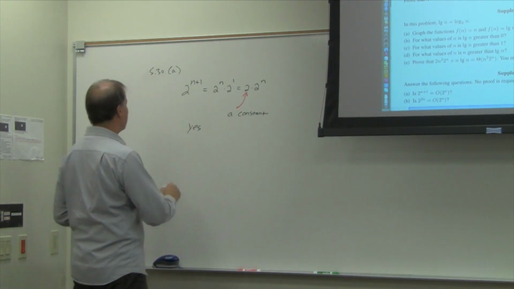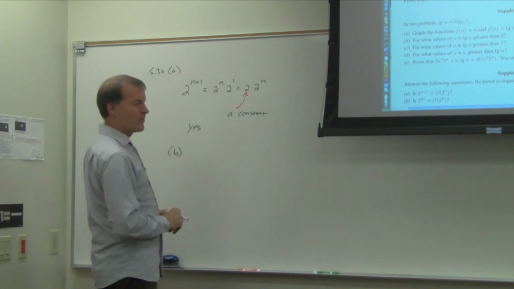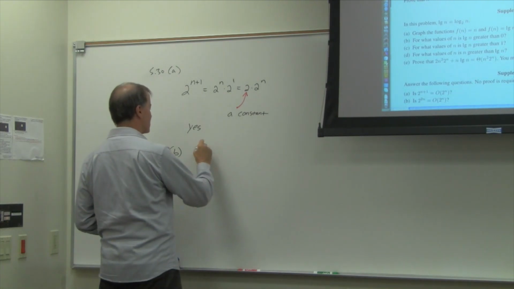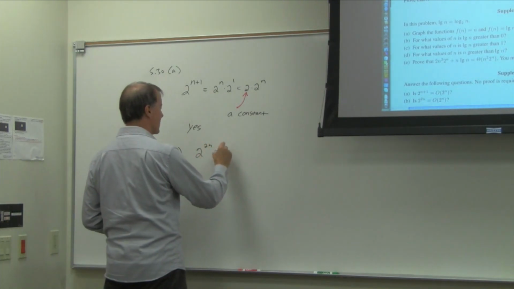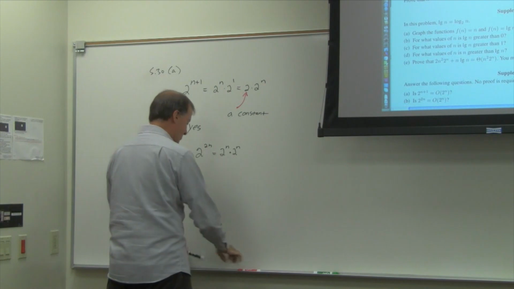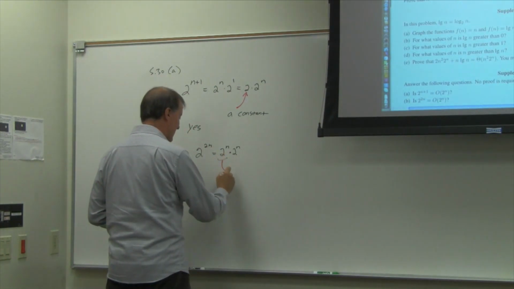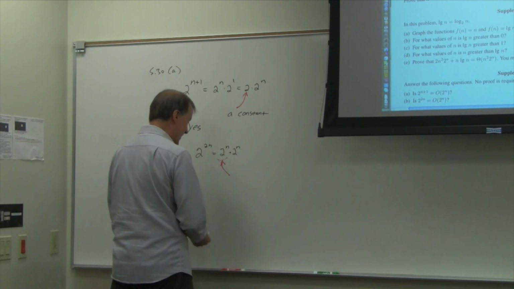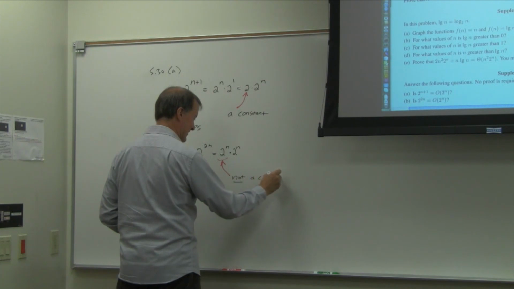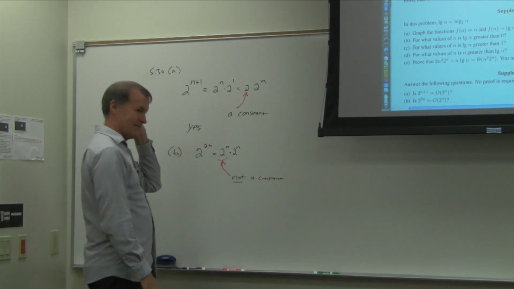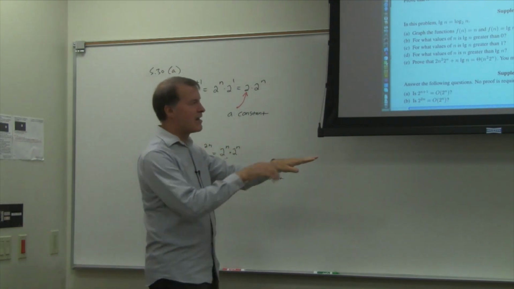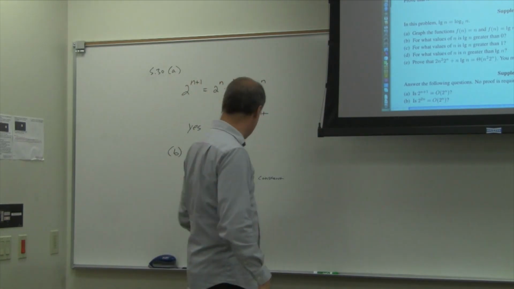But look, what about B? Is 2 to the 2n big O of 2 to the n? Well, check this out. 2 to the 2n is 2 to the n times 2 to the n. Now, what's the problem? The problem is this is not a constant. Right? Correct. So 2 to the 2n is not bounded above. So the answer here is no.